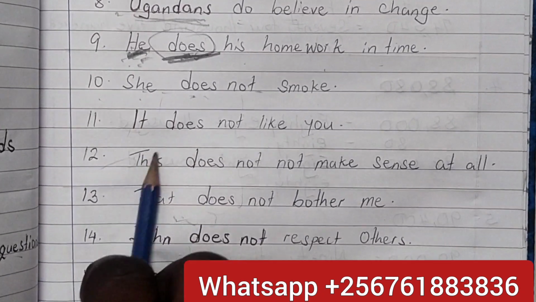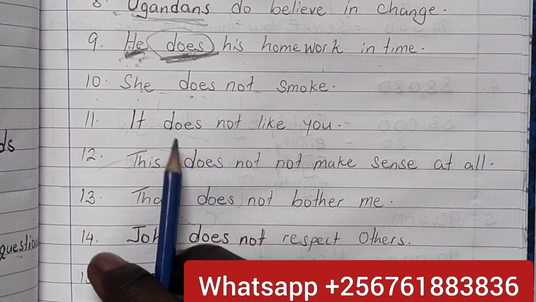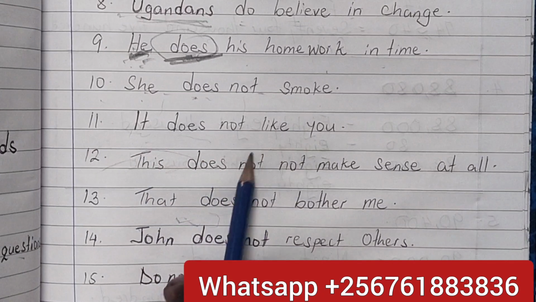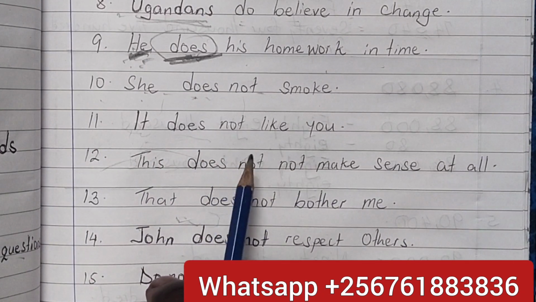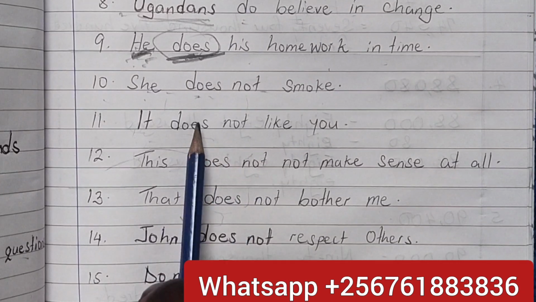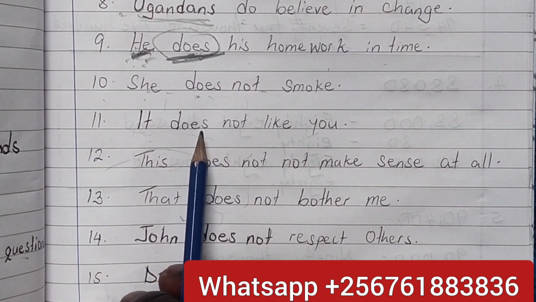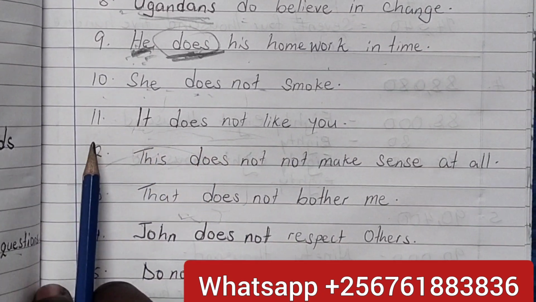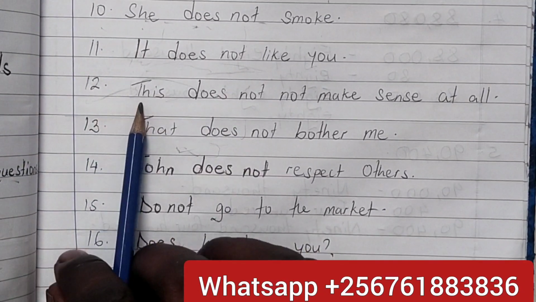It does not like you. Or it doesn't like you. For example, the dog doesn't like you. The cat doesn't like you. My dog doesn't like you, or does not like you. Number 12.